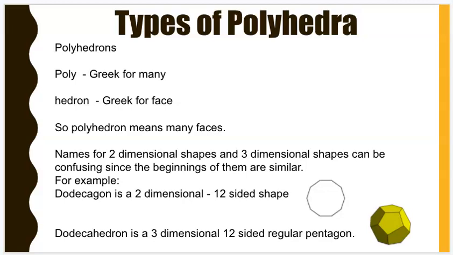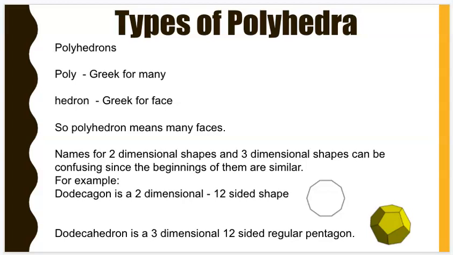Let's talk about polyhedra. What are polyhedra? Well, if we focus on that word polyhedrons, poly is Greek for many, hedron is Greek for face, so polyhedron means many faces. Names for two-dimensional shapes and three-dimensional shapes can be confusing since the beginnings of them are similar.